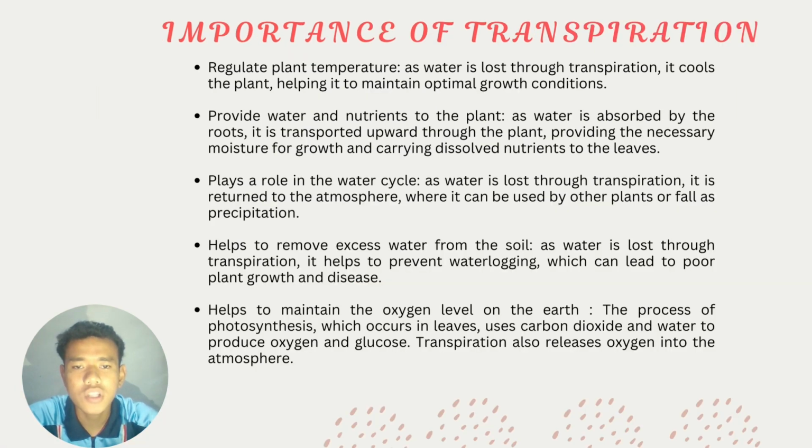So, the importance of transpiration. First, it regulates the plant temperature. Second, it provides water and nutrients to the plant. Third, it plays a role in the water cycle. Fourth, it helps to remove excess water from the soil. And fifth, it helps to maintain the oxygen level on the earth.